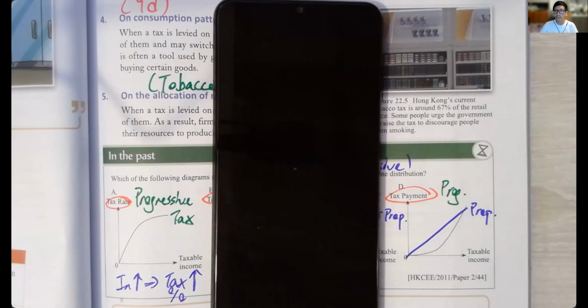OK, good. So what about the effect of taxation past paper? Let's see. Now the following diagram shows a tax system. Here we have a tax system. What is it trying to say? Which of the following statements concerning the above tax is correct? Let's look first. This is tax payment, and it's going flatter and flatter. What tax is this? This is a regressive tax, right? This is a regressive tax.